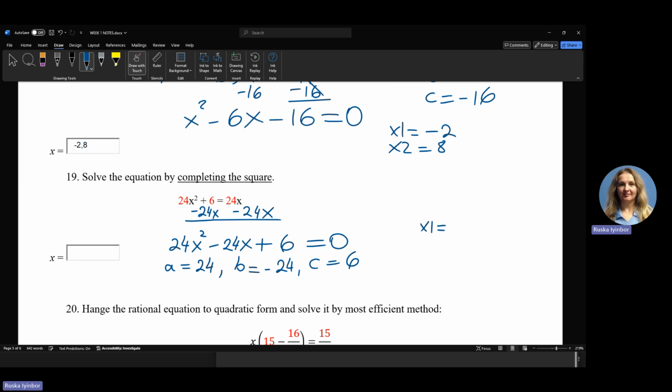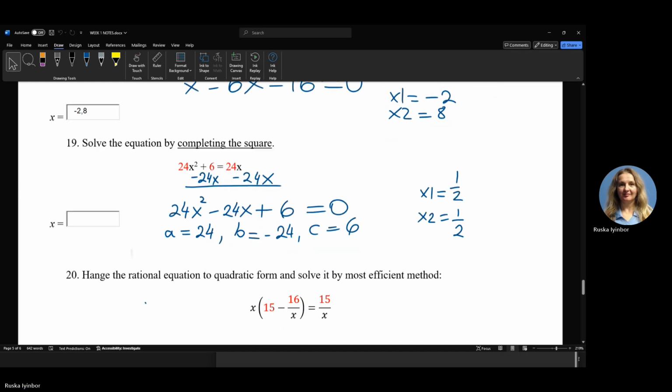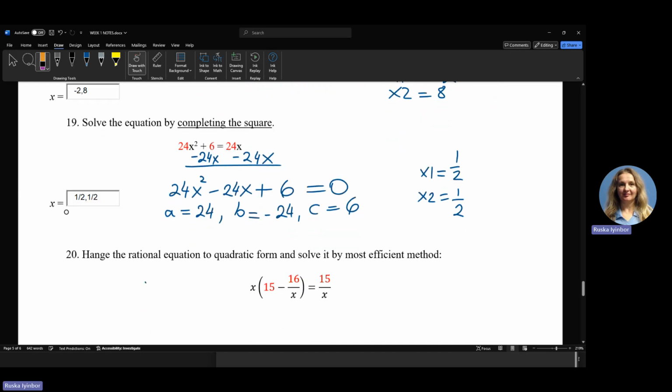So what do you get for x1 and x2? Both of those are 1/2? Yes, that's right. And that's how you put it, 1/2, comma, 1/2. And again, I want to remind you, be careful, the comma has to be between the fractions and not in the bottom of the fraction. Yes? So the comma has to be between the two fractions. Any questions on 19?